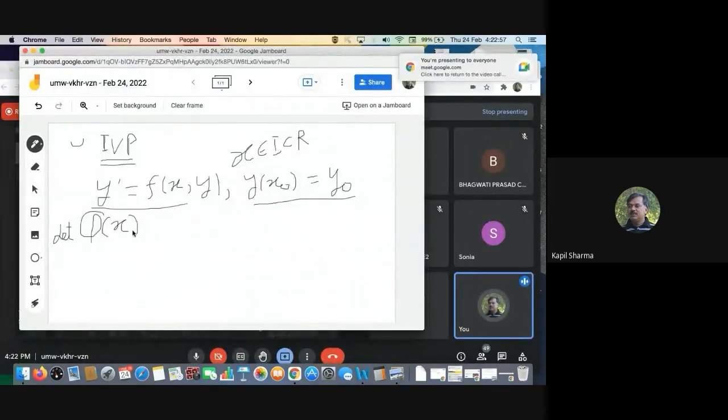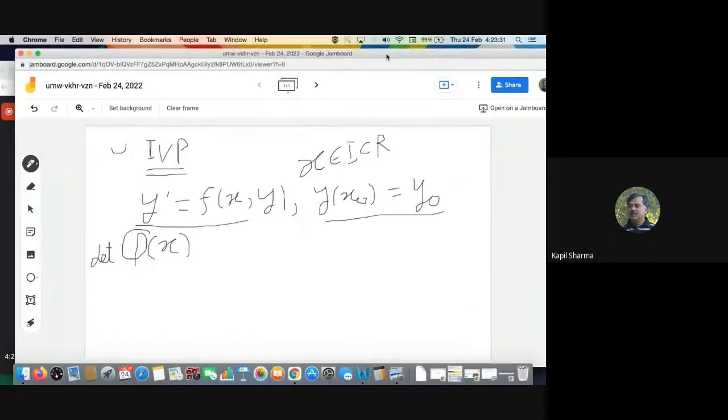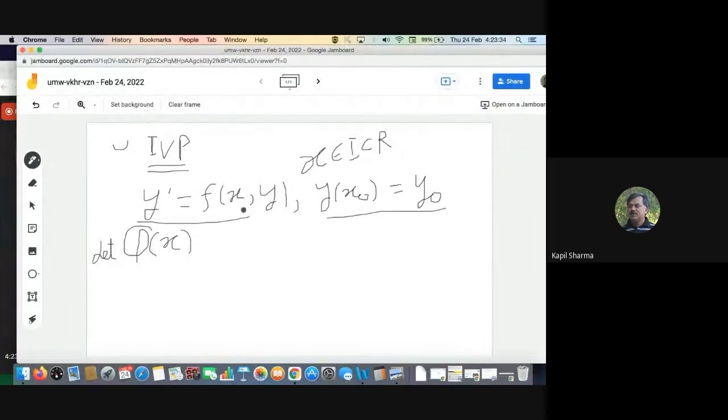Well, let phi be the solution of this initial value problem. It means that it satisfies the differential equation, so phi prime is equal to f, and phi at x0 is equal to y0. By these two things, wherever I need them, I will use them. Am I right? Yes, sir. I say that let phi be the solution of this initial value problem. It means that phi prime is equal to f and phi at x0 is equal to y0.